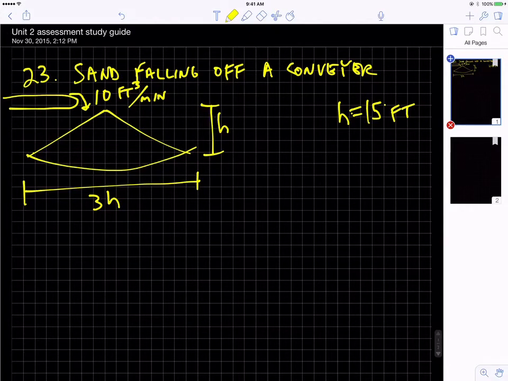Number 23 is about sand falling off a conveyor belt into a pile, which makes this conical shape. It's falling off at a rate of 10 cubic feet per minute. What we know about the pile is that its diameter is 3 times its height. They want to know at what rate the height of the pile is changing when the pile is 15 feet high.